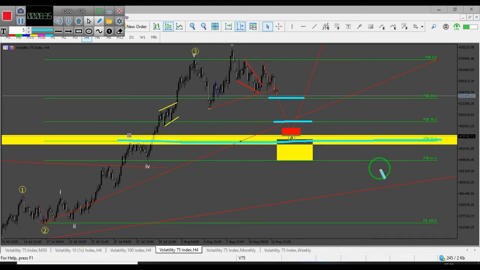Listen guys, listen carefully. Wave 2 and 4, there should be alternation. If wave 2 is between 50 and 61.8, wave 4 will be between 23 and 38. If wave 2 is between 23 and 38, then our wave 4 will be between 50 and 61.8.